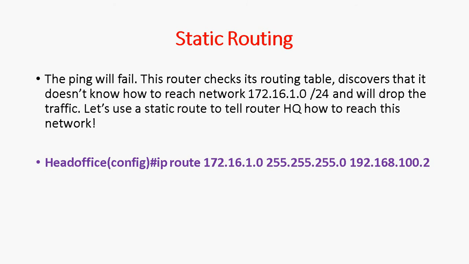Next to that, we have to mention the network ID. What network do I have to reach? That network ID I have to mention here: 172.16.1.0 and the corresponding subnet mask, 255.255.255.0, and the next hop IP. Whenever the head office wants to reach the branch office LAN network, the next hop IP should be 192.168.100.2.